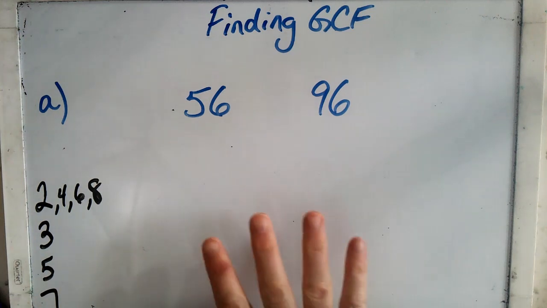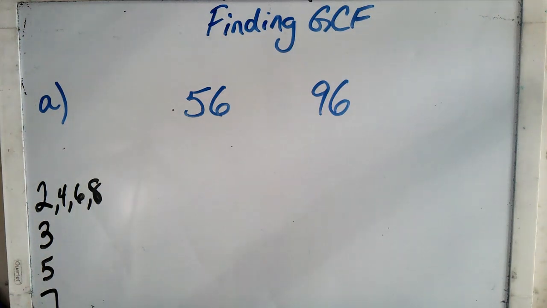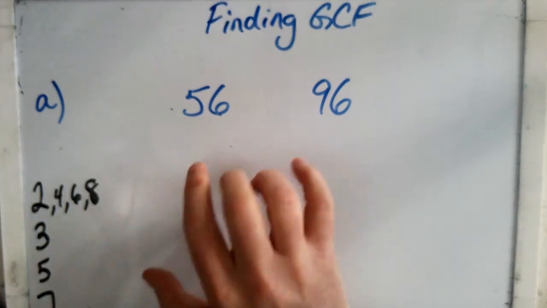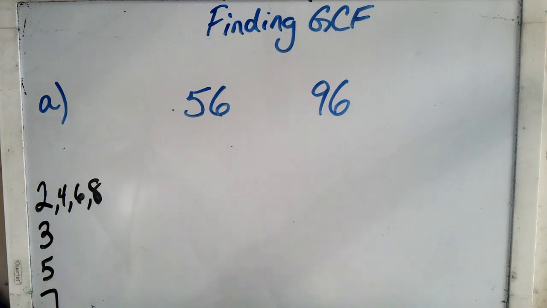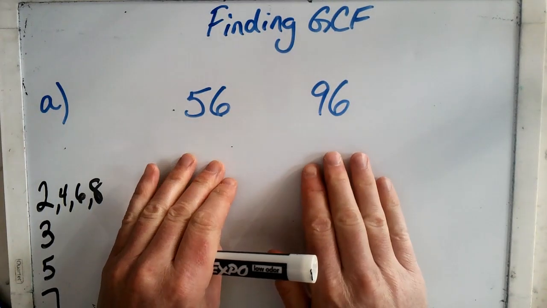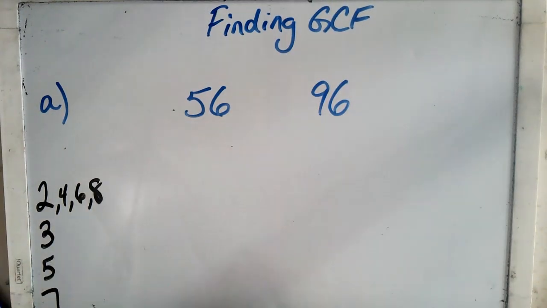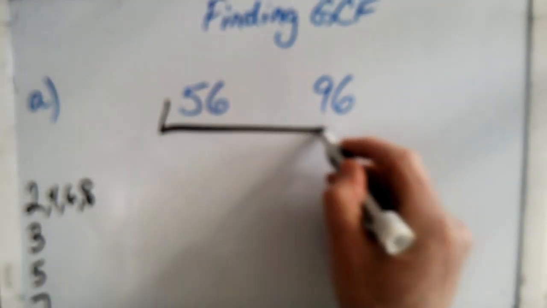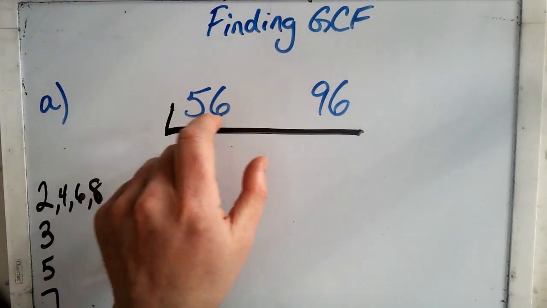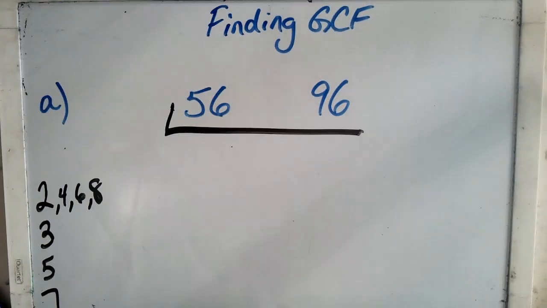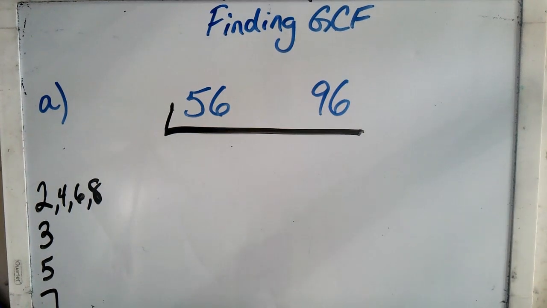We're going to look at two terms, two numbers, and try and find the greatest common factor. What's the biggest number that is a factor for both of them? Now I could list all the factors for both numbers, but that can take quite a while. So I'm going to use the ladder method. Now how this works is I'm going to divide both terms by any number that goes into both of them.